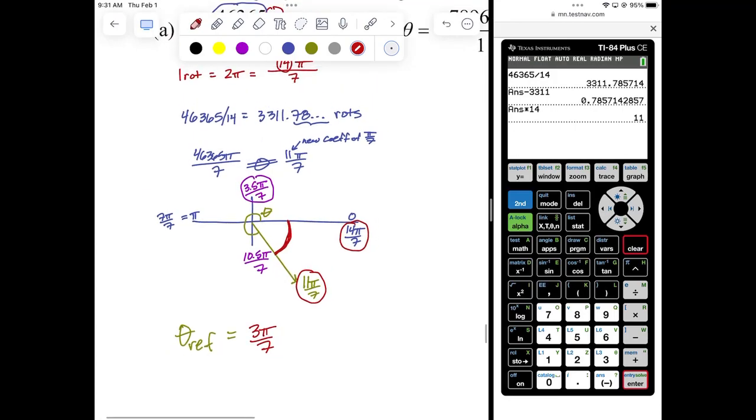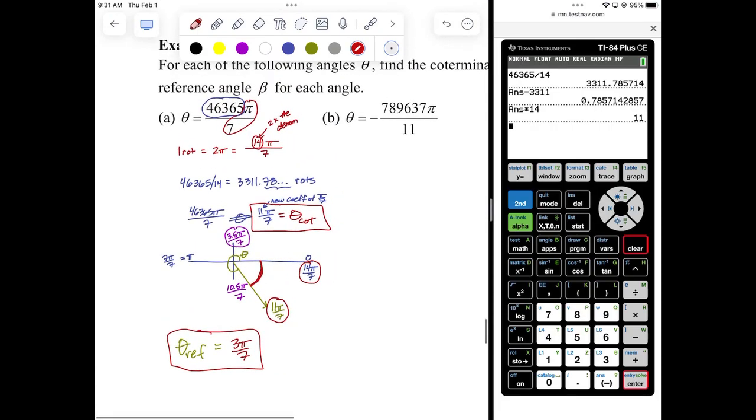We got it. So 11 pi sevenths is your coterminal angle. I'll label that up here. That's your coterminal angle. And 3 pi sevenths is your reference angle. It's not only fun, it's easy. It's fun easy. And if it's not easy yet, it will be fun easy because you're going to practice, practice, practice.